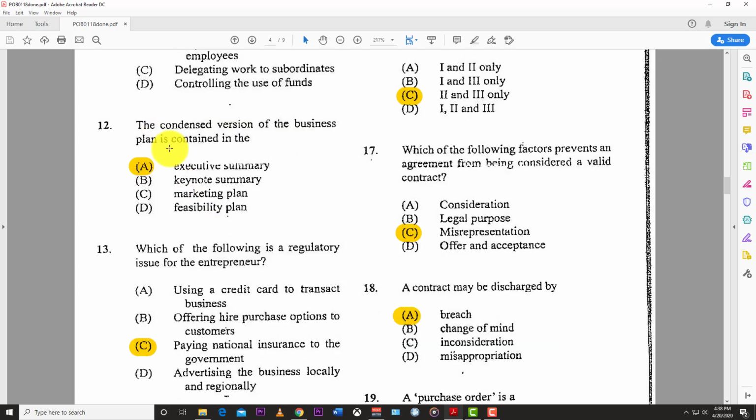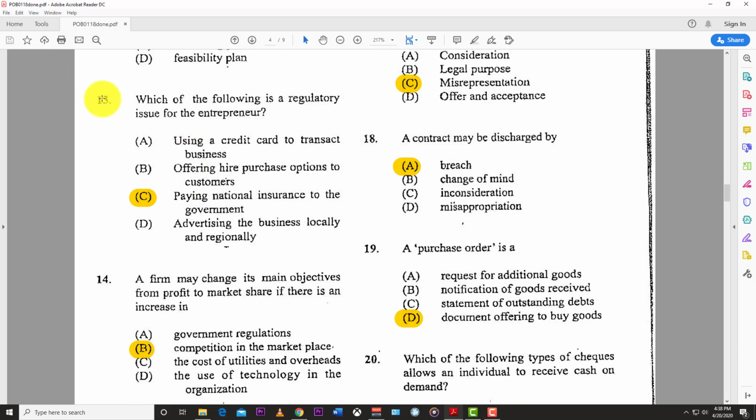Number 12, the condensed version of the business plan is contained in the A, executive summary. Number 13, which of the following is a regulatory issue for the entrepreneur? Regulations are what the government needs you to do, laws and regulations the government needs you to adhere to. And so the best answer for this one would be paying national insurance to the government. You have to pay your taxes.